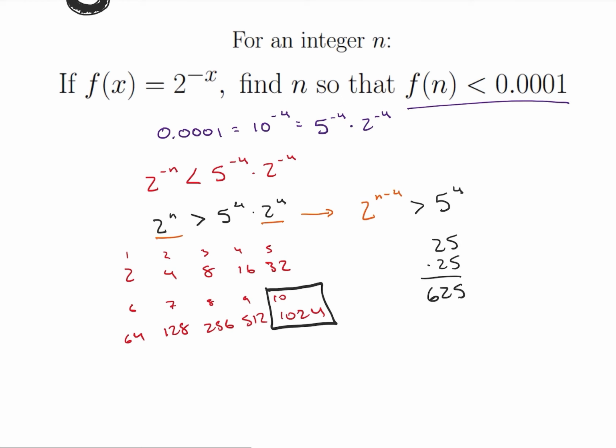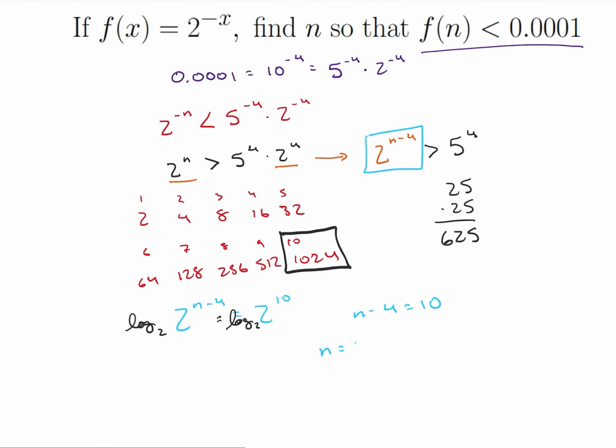So what does that tell me? It tells me that 2 to the n minus 4 must equal 2 to the 10th, because I need an integer n. So if I take log base 2 of both sides, then I'm going to get n minus 4 is equal to 10. So n is equal to 14. And that is going to be my solution. So the first time that 2 to the negative x is less than 0.0001 is when n equals 14.